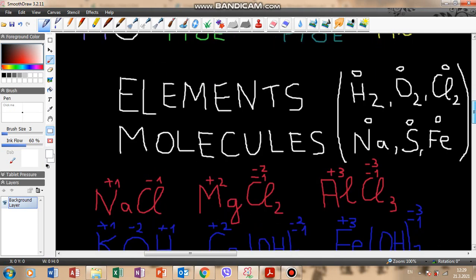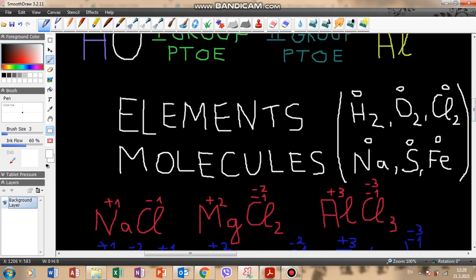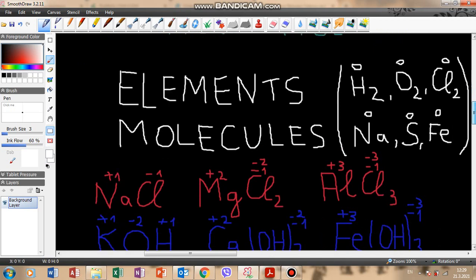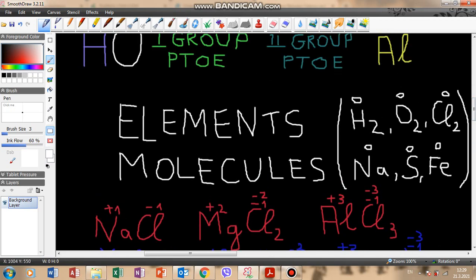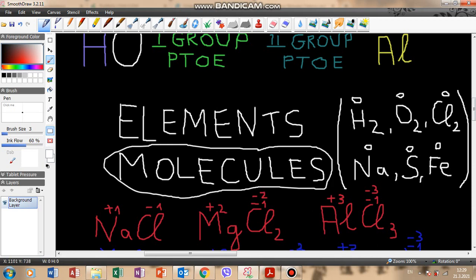For example, here we have some rules of the oxidation states that you need to know. If the atoms are presented as single atoms, or the elements, or in elementary states, their charge is always 0, or oxidation state is always 0. And it also applies to molecules that consist of the same atoms, atoms of the same element, like hydrogen, oxygen, chlorine, and so on.